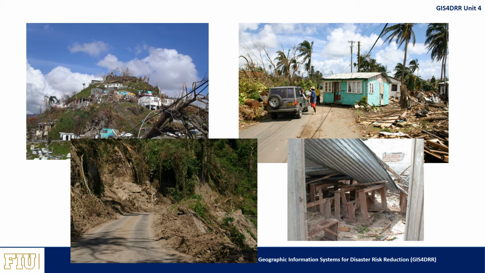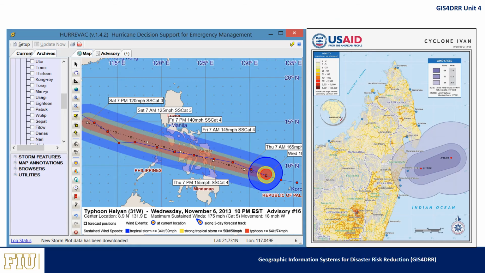Here are some examples of the power of these storms, including major wind effects, landslides, and impacts on housing and schools. The tool on the left is called HurAvac, and it provides a number of utilities, the most useful being the mapping of the track and wind reports. For disaster risk reduction, the most useful element is that it retains a catalog of past storms, which can be used for modeling impacts based on past events.